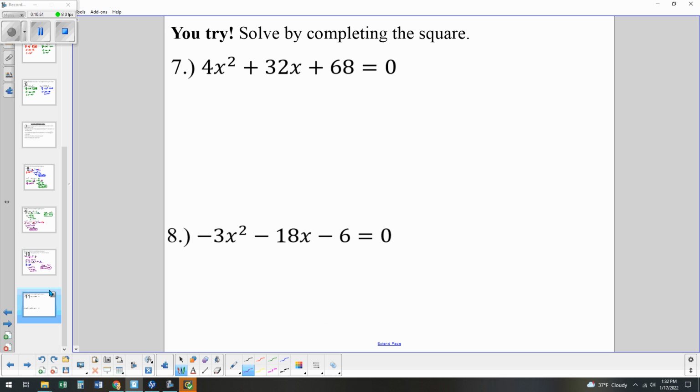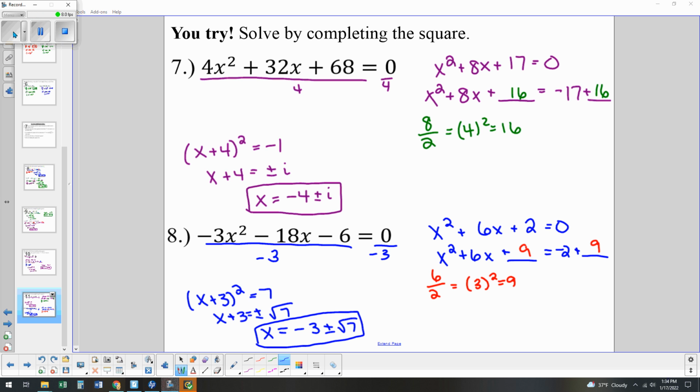You're going to try the last two, divide out your GCF first, and then solve by completing the square. Pause it, and then you can check your answers. All right, so the first one, we divide everything by 4. We're left with x squared plus 8x plus 17 is 0. Moving the 17 over, and then we find half of 8 is 4, square that is 16, so add 16 to both sides. So then we're left with x plus 4 squared equals negative 1. So taking the square root, x plus 4 is positive or negative i, or 1i. So if we subtract 4, we get x is negative 4 plus or minus i, or 1i.